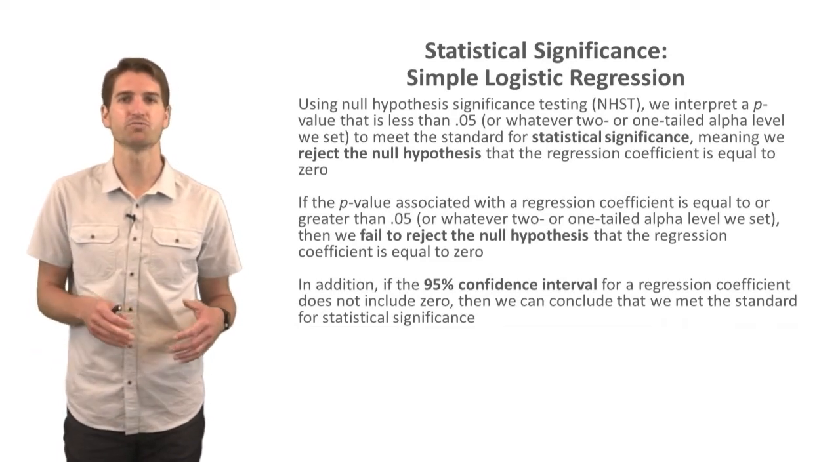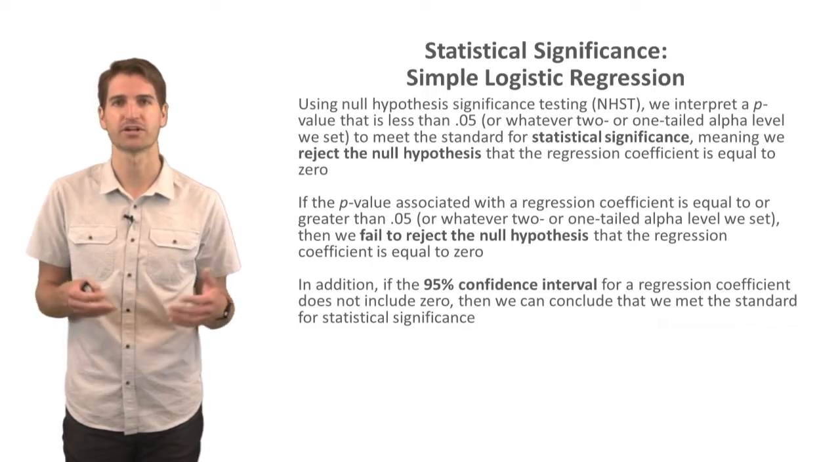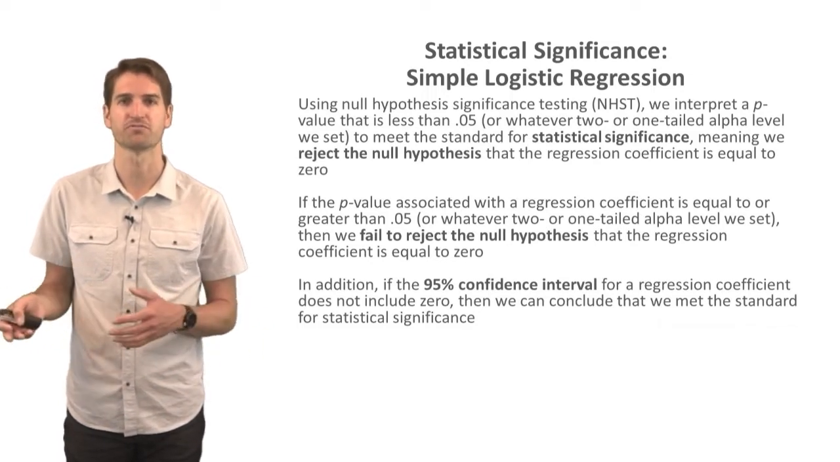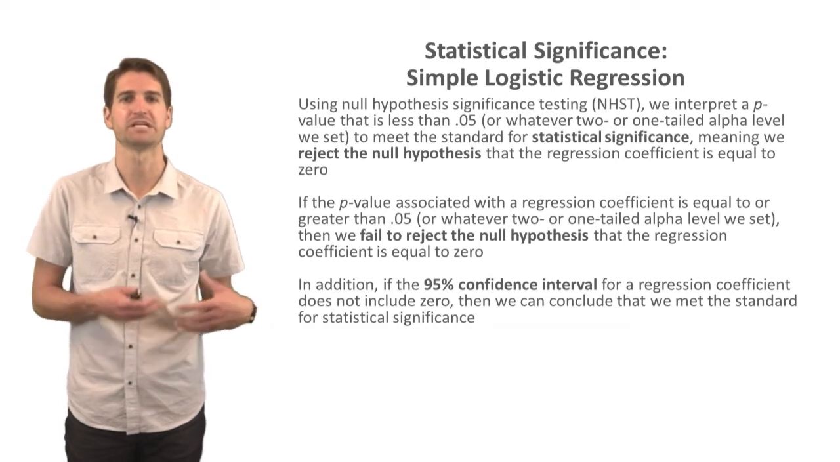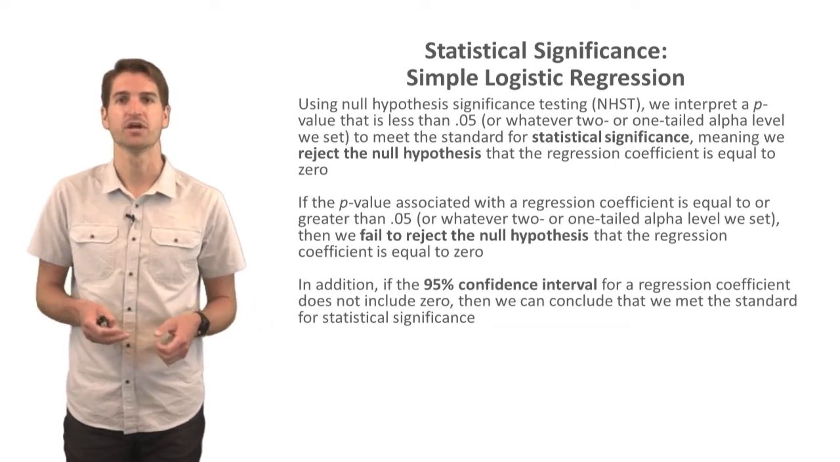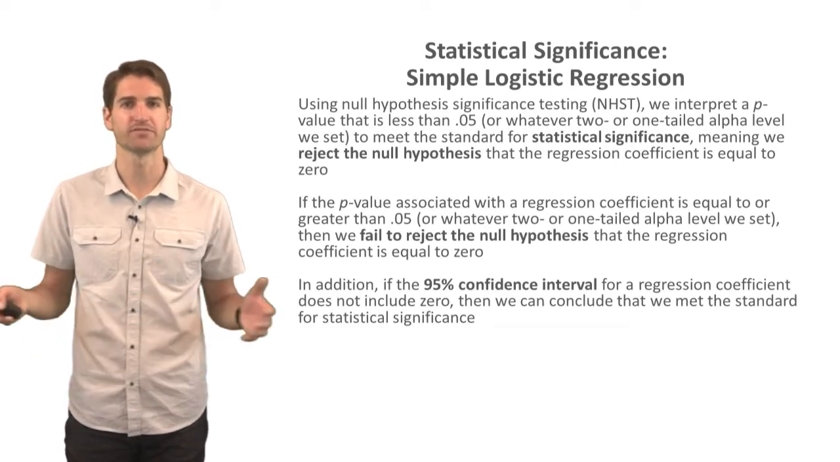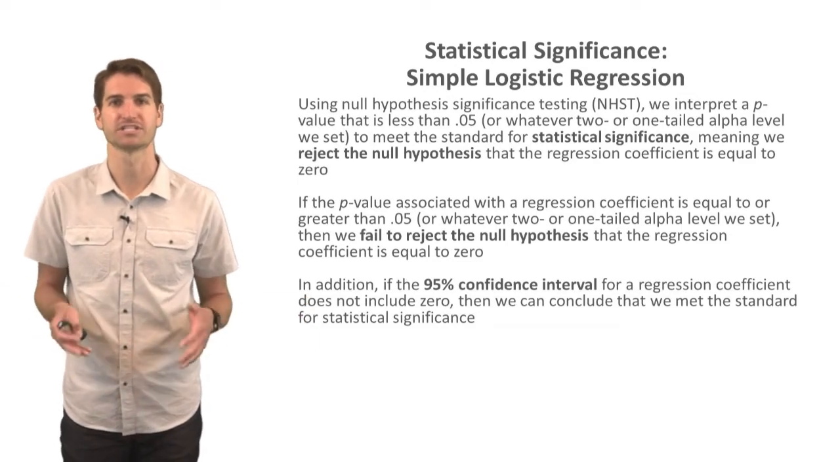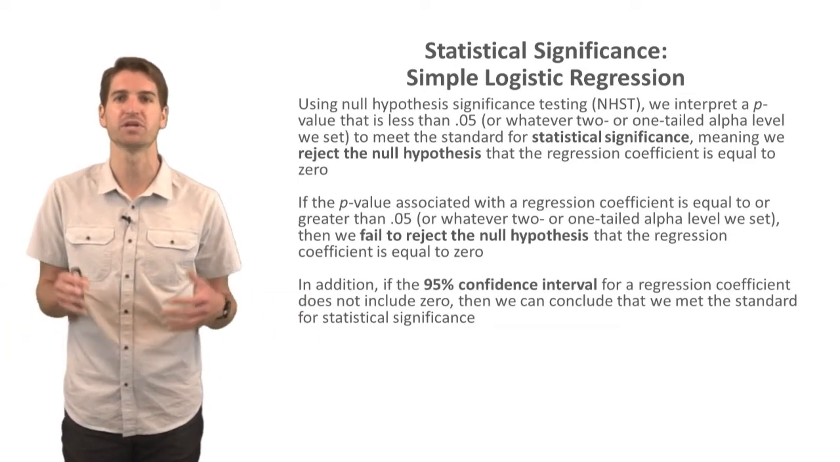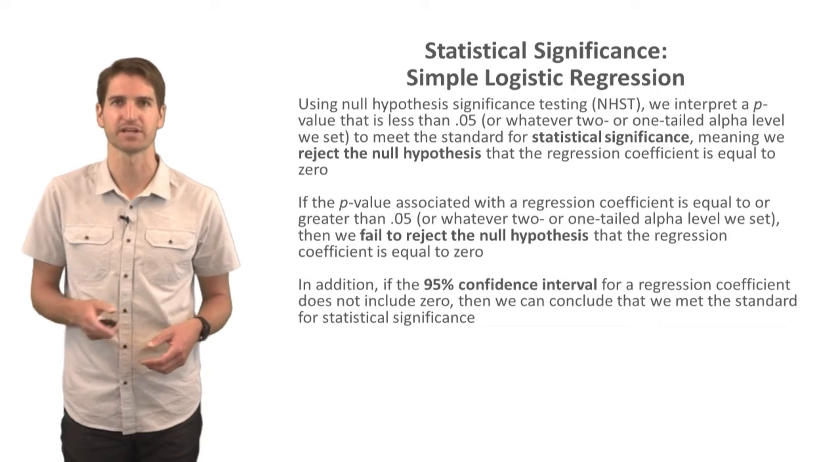In addition, we can also use confidence intervals. If we set our alpha level two-tailed to 0.05, the equivalent confidence interval would be a 95% confidence interval. And so for a regression coefficient, if its 95% confidence interval does not include 0, then we can conclude that we met the standard for statistical significance.